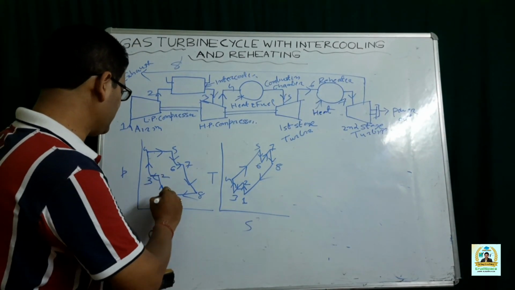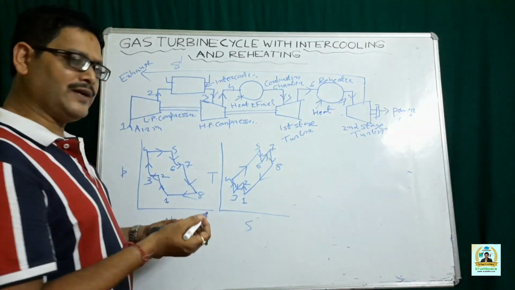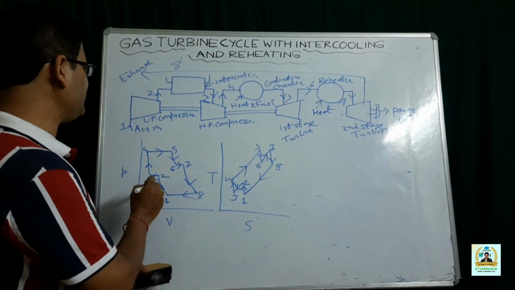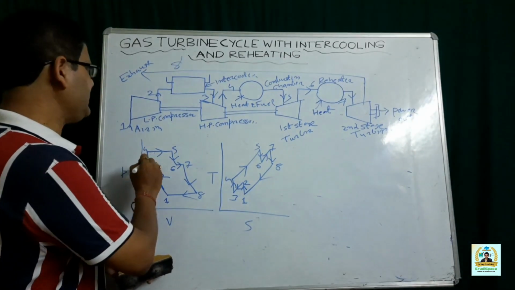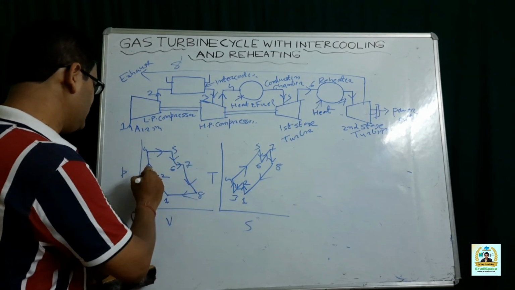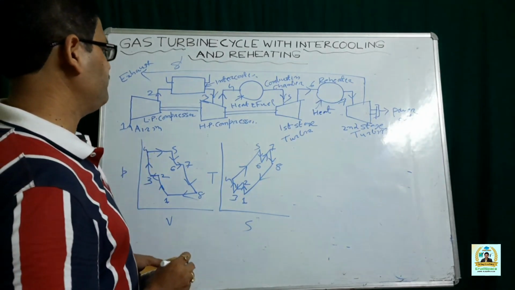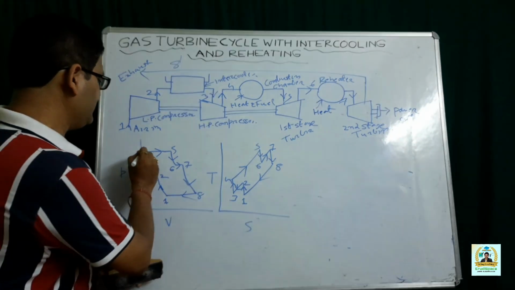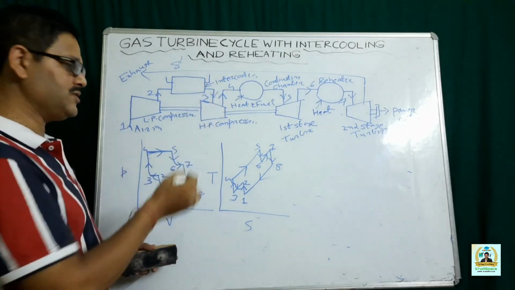First, it is compressed in the LP compression. This is also known as your first stage compression, so don't get confused if somebody says first stage compression. Then it is taken to the intercooler where it is cooled. And then it is taken to the HP compression. 3-4 represents the compression that is taking place in the HP compression or second stage compression. And then heat addition takes place in process 4-5, that is in the combustion chamber.